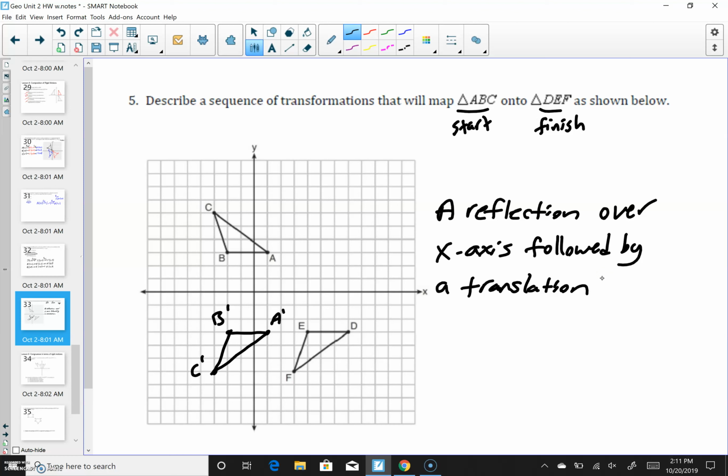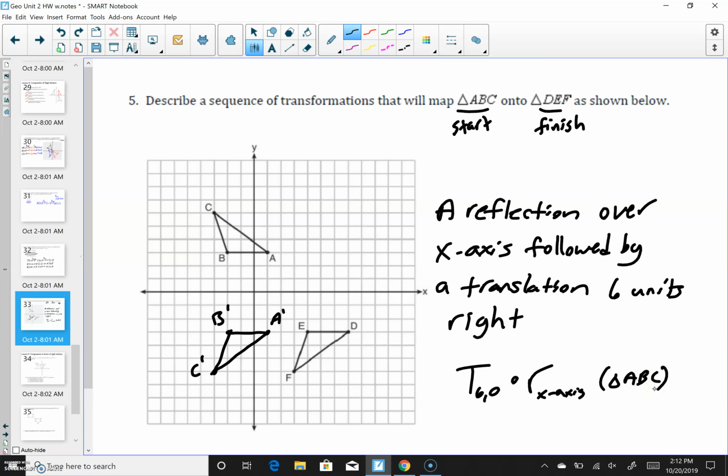So then we're going to have a translation, 6 units right. Now this transformation actually works in the opposite direction. If you translate it to the right 6 and then reflect it over the x-axis, this one works as well. If we wanted to write it in composition notation, we would write a translation (6, 0) composed with a reflection over the x-axis, and we're doing it to triangle ABC. And again, if you had the order switched for this particular problem, that will also work.